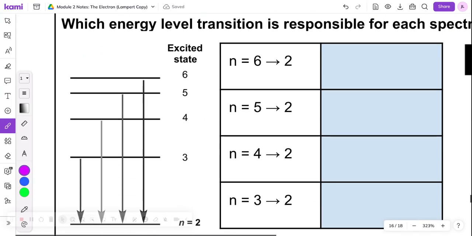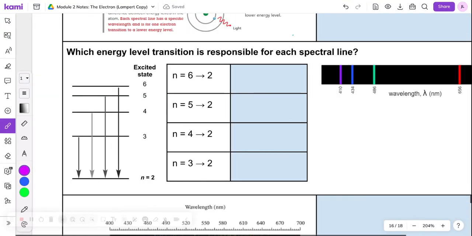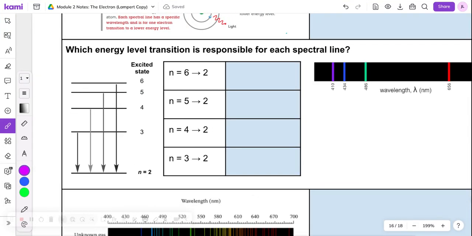All right. So now I want you to try and match the color of light to a transition. So on here, when I say n equals 6 to n equals 2, that means we're going from the 6th energy level down to the 2nd. If it says n equals 5 to n equals 2, then you're going from the 5th down to the 2nd. 4 to 2 is 4th to 2nd, and 3 to 2 is 3rd to 2nd. All right? So I want you to try and match these colors of light that are in the hydrogen spectrum with these ones here. All right? Go ahead and try this out. See if you can do it.